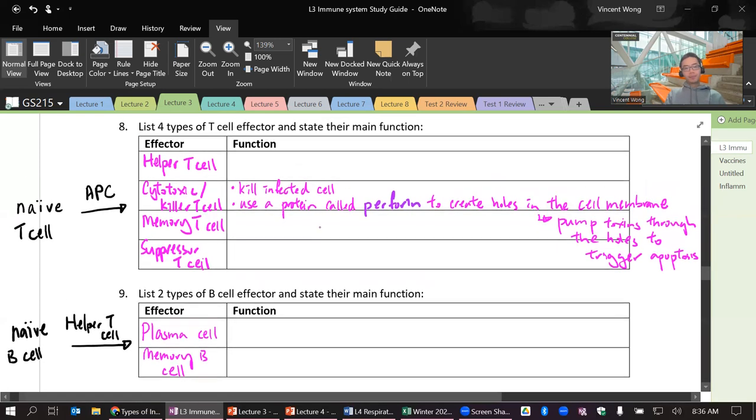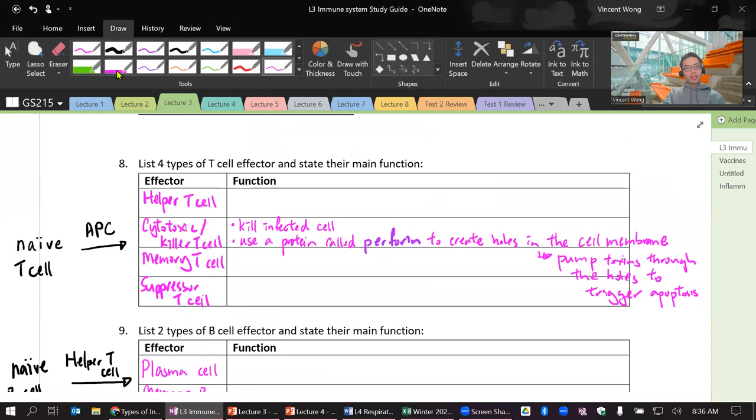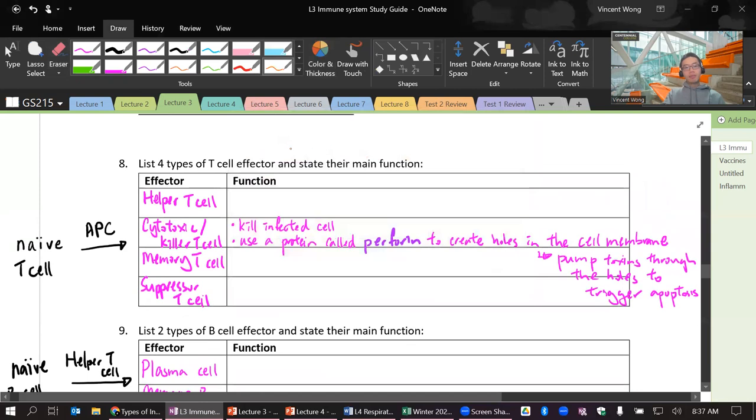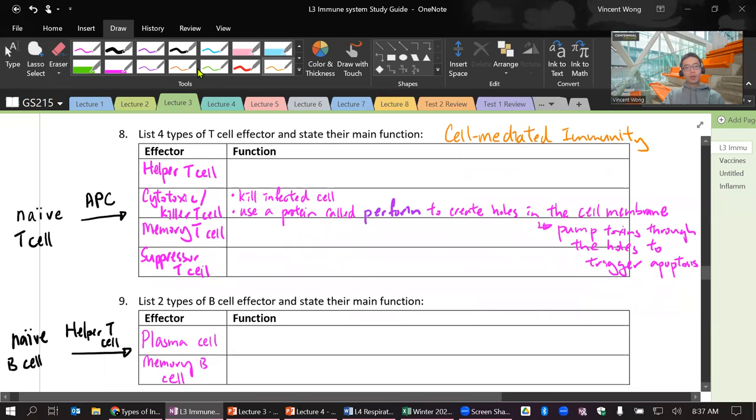Now, these immune responses that involve the T cells, I don't know if you remember, but they are called cell-mediated immunity. And then over here, these are called antibody-mediated.